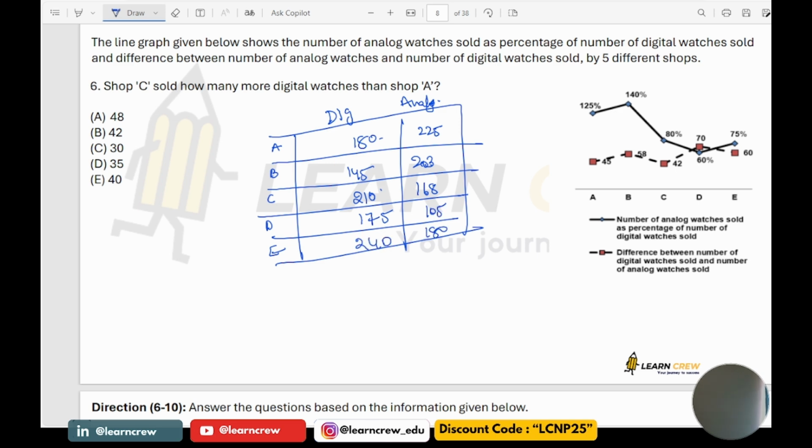The total number of digital watches and the total number of analog watches you already got. Shop C sold how many more digital watches than shop A? It is 210 minus 180. So the answer is 30.